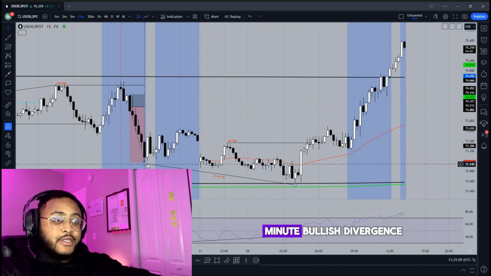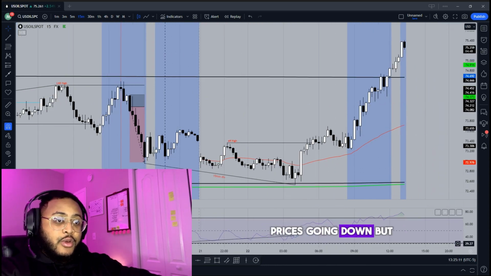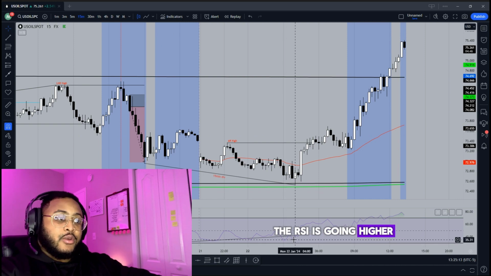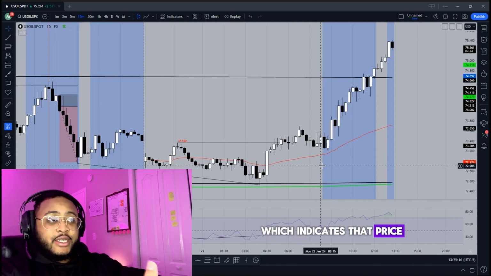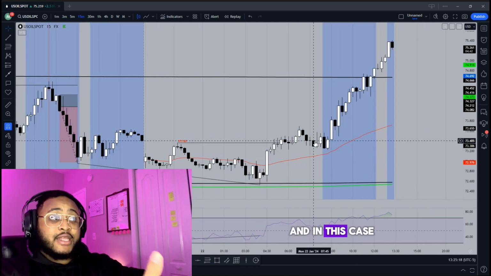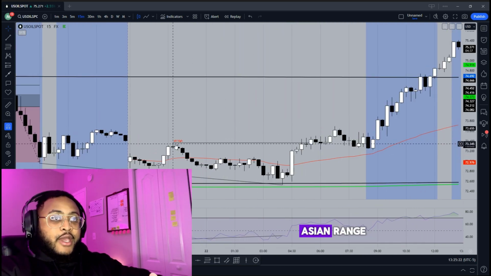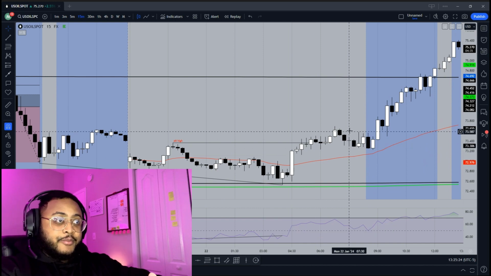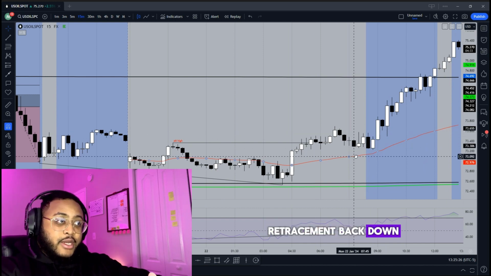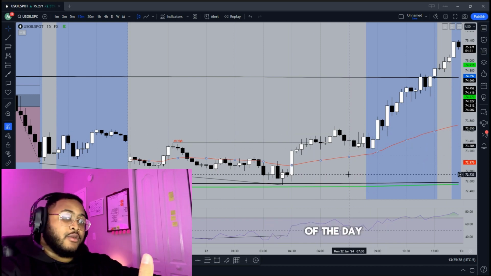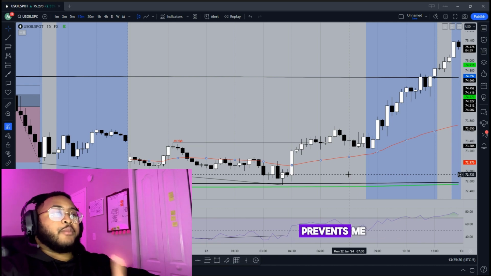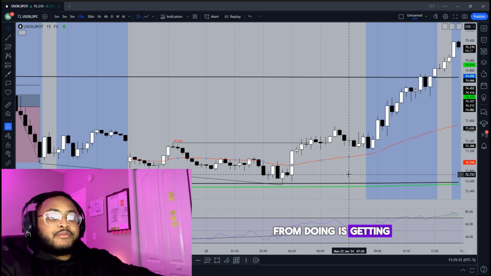So we get 15-minute bullish divergence. Price is going down, but the RSI is going higher, which indicates that price action could go higher. And in this case, it does. But after we get the break of the Asian range of this structural high, we never get a retracement back down to the anchor VWAP of the day. So then what that prevents me from doing is getting into any trades.